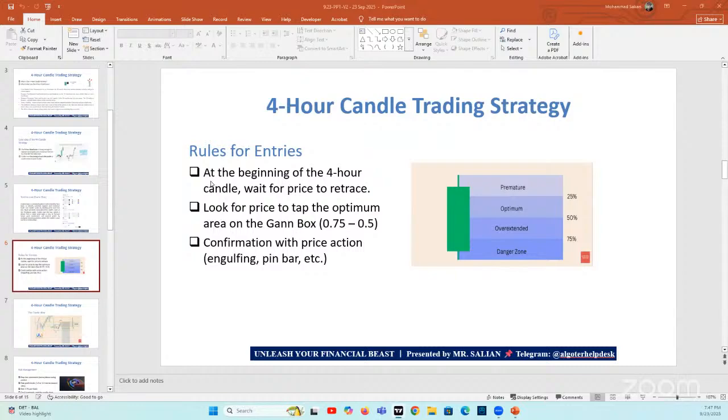So my friends, at the beginning of the 4-hour candle, wait for the price to retrace. Usually it will look like that. For example, this is the 4-hour candle, and this one closed bullish. The next candle will open here, right? And since it's a 4-hour, if you go to the lower time frame, it will start to retrace there, in this optimum area between 25 and 50%. This is what you need to see. Price should go in this optimum area.